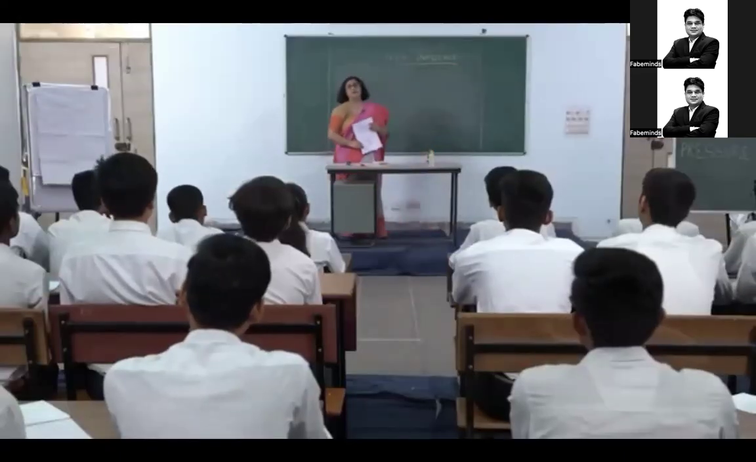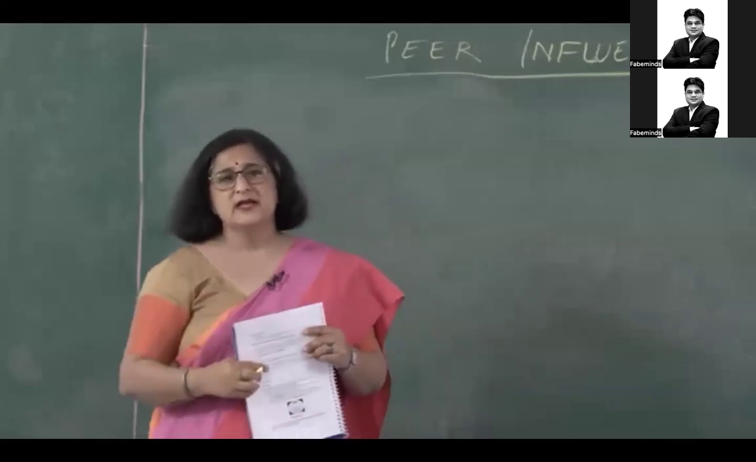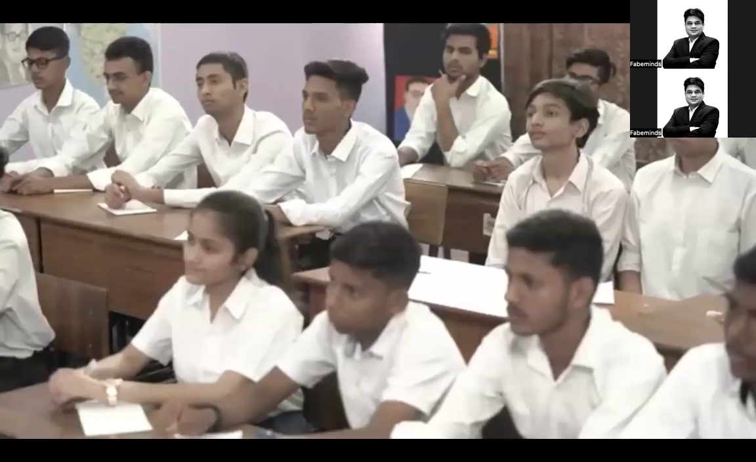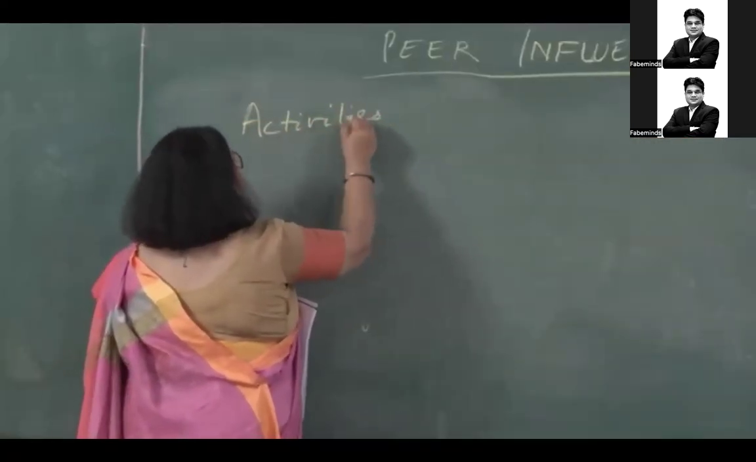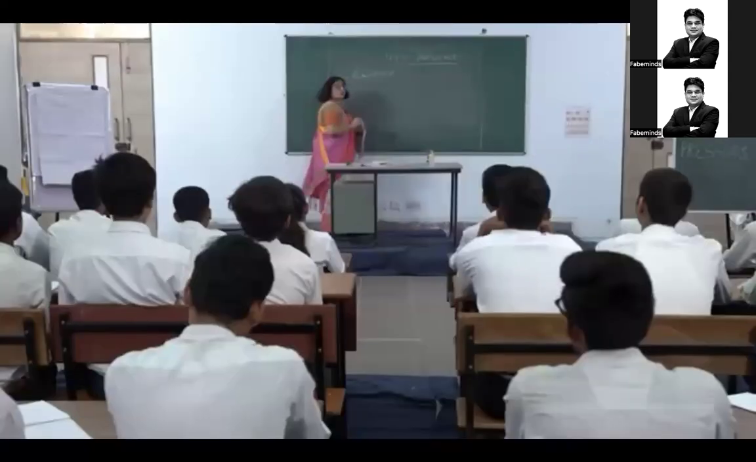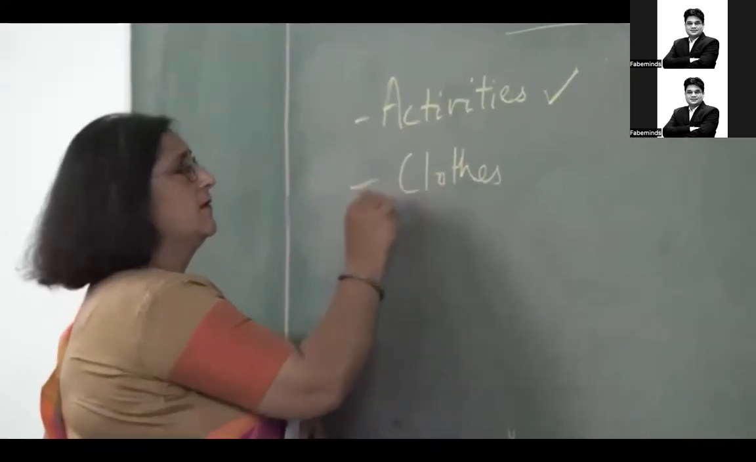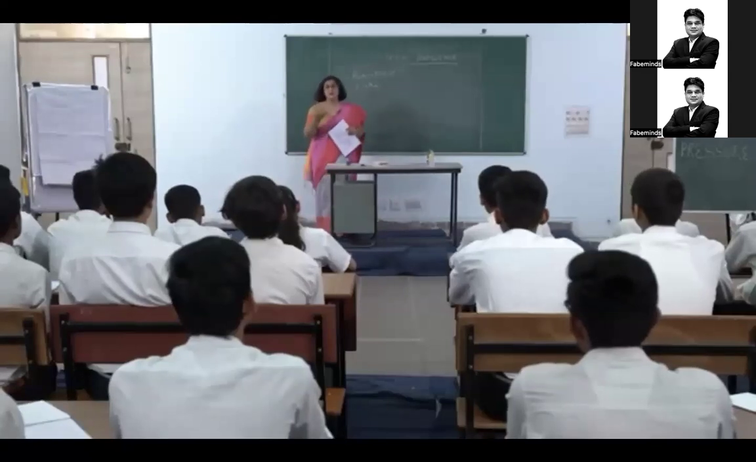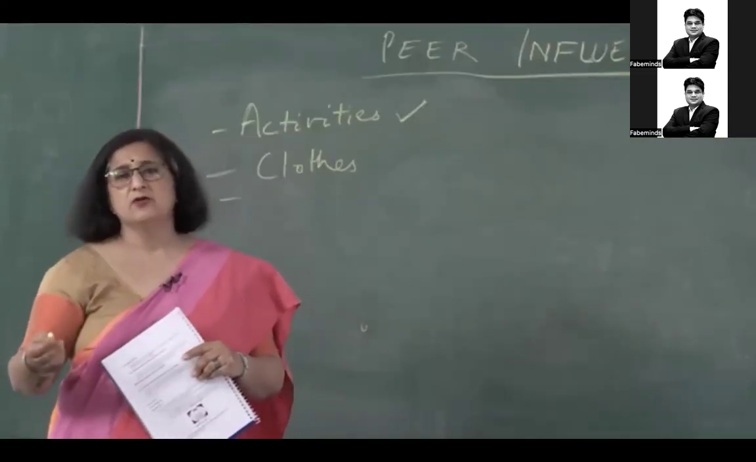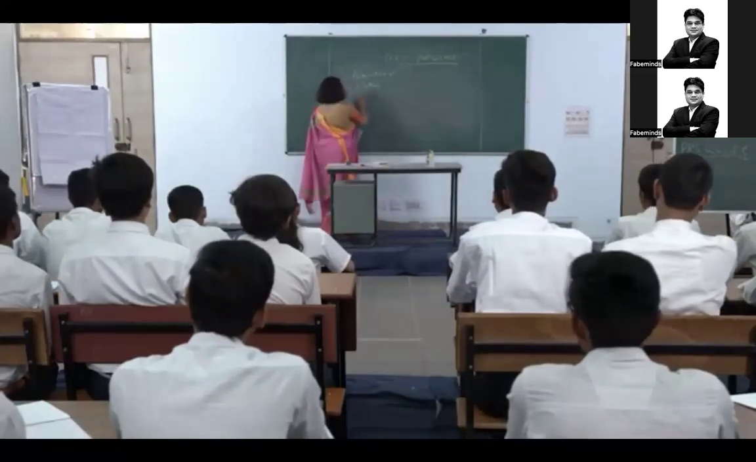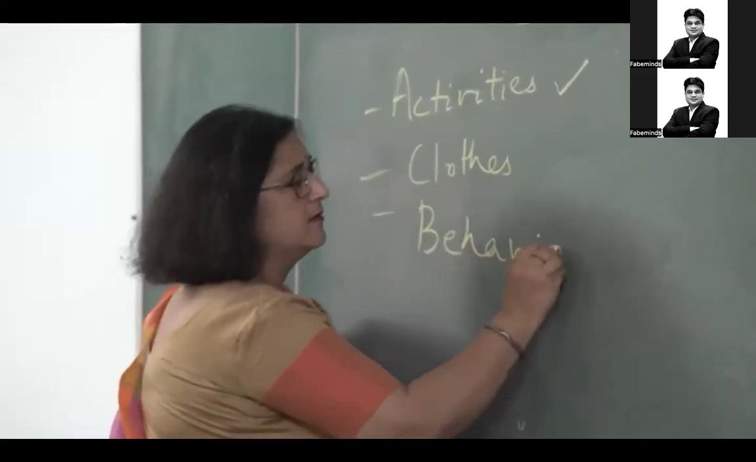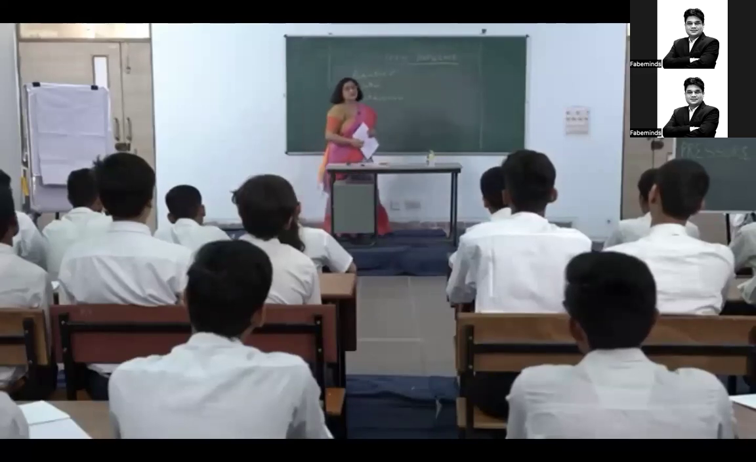So we are now talking about peer influence. Okay. And as you said, your peers can influence the kind of activities that you do. Peers can also influence the kind of clothes you wear. Peers can also influence your behavior. If one of your friends is angry at someone and says don't talk to him or her, you will also behave the same way. Okay, so peers can influence your behavior. What else can peers influence? Please.